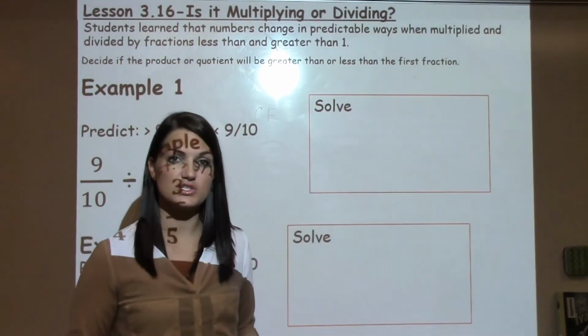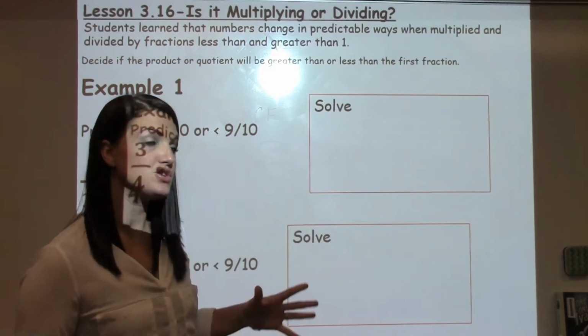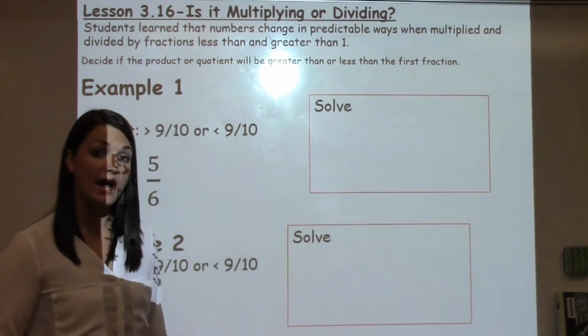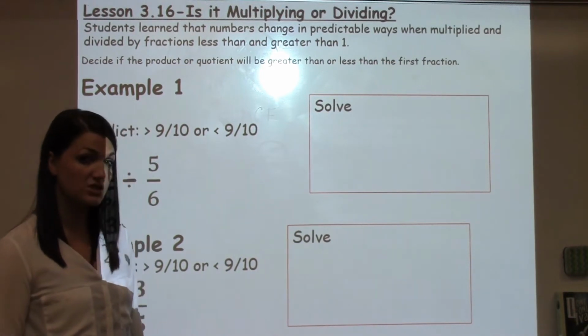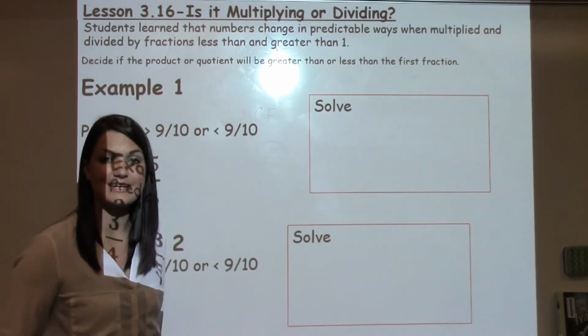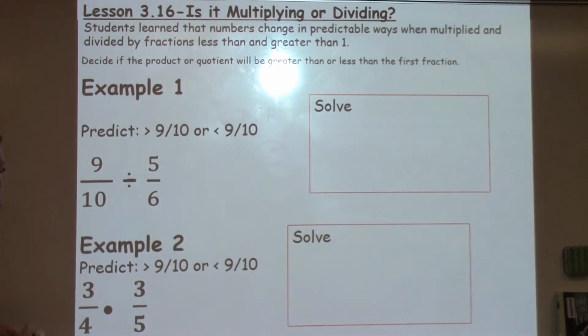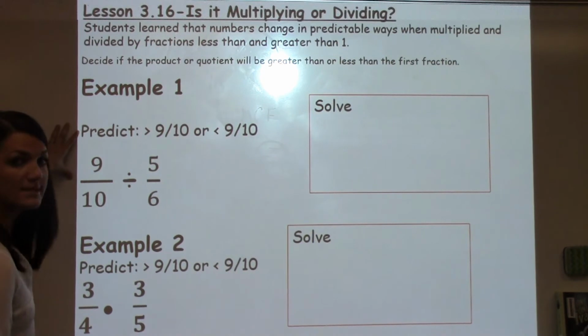Today students use prediction strategies that they know and apply them to a problem in order to decide whether their answer is going to be bigger or smaller than one of the fractions in their problem. This helps them decide if their answer is reasonable, to check and make sure they're on the right track. So we're going to look at two examples today.